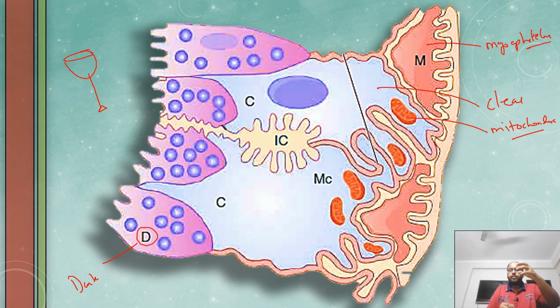So dark cells are more towards the lumen. Here is the lumen of the duct. Dark cells are more towards the lumen, while the clear cells are more towards the basement membrane. They rest on the basement membrane. You can see the contact with the basement membrane here. So this is a pictographic representation of an eccrine gland.